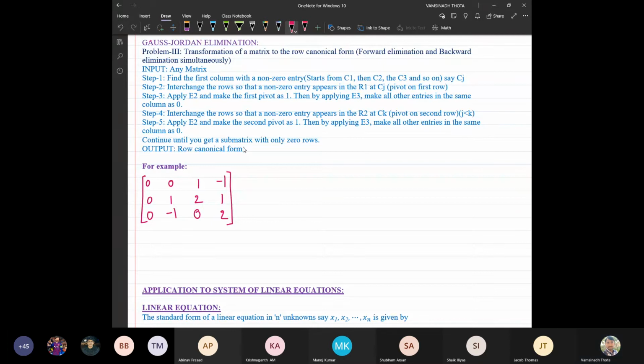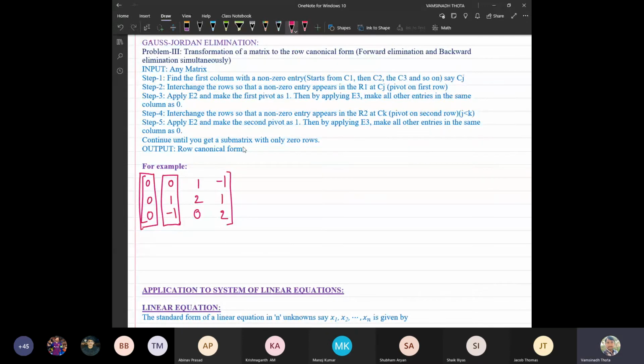Now this elimination process is different. The problem is the same: we have to convert into the row canonical form only, but the algorithm is different. Let us see what the algorithm is. First step: find the first column with a non-zero entry, same as problem 1. In the first column, all the entries are 0, so this is not useful. But in the second column, there are non-zero entries: 1 and minus 1.